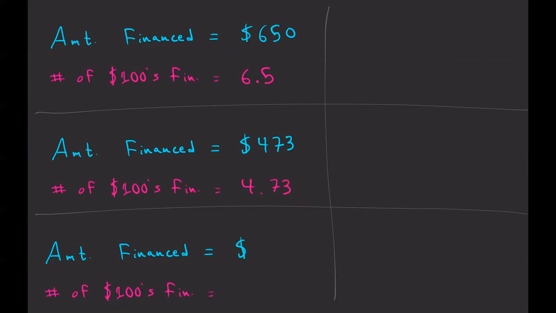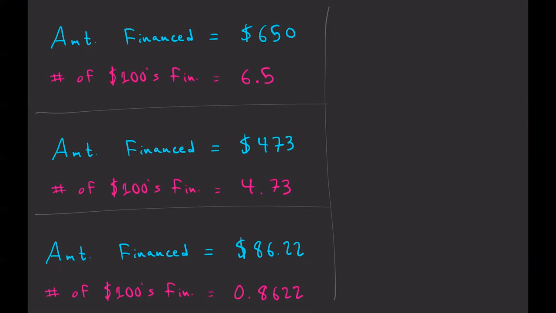Maybe my amount financed is $86.22. And here I'm not even quite fully at a full 100. So if I wrote 1 here, that's already too much. And so it turns out here that we just need a part of this. We need less than 1. We need 0.8622. And what you might be noticing here, this trend, is that basically to get the number of hundreds financed, I'm just dividing the amount financed by 100.